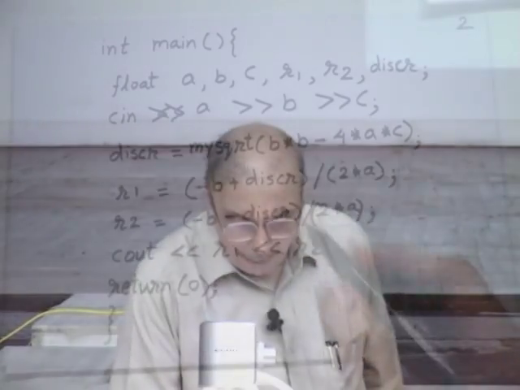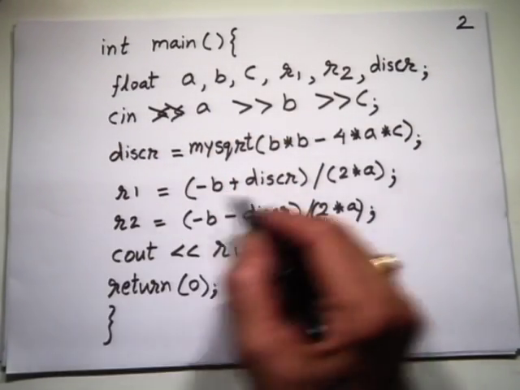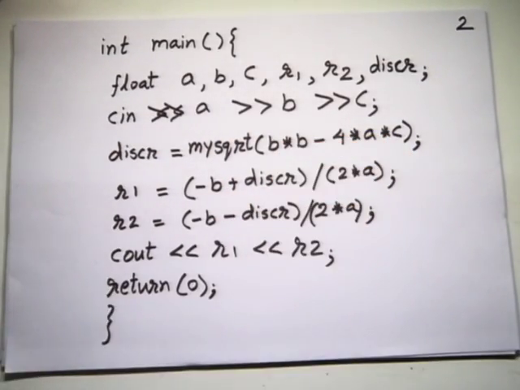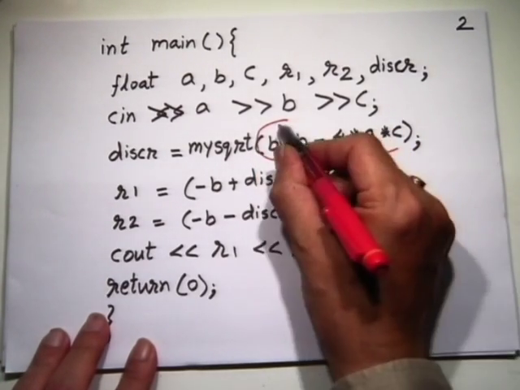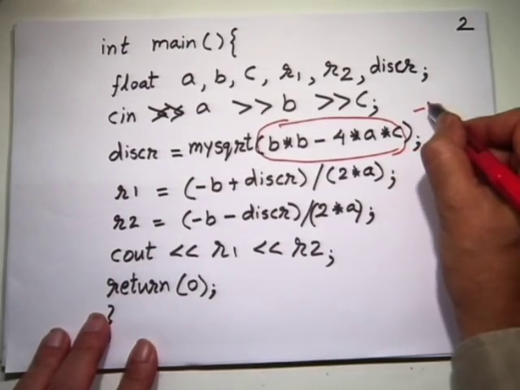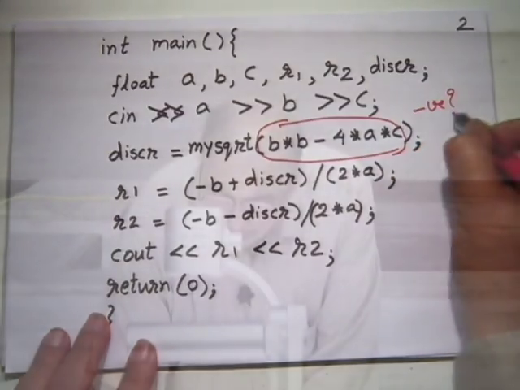What if discriminant is negative? Or what if this value is negative? There is another problem. After all, I am giving values of three coefficients, A, B, and C. These values could be absolutely any arbitrary value. That is why we said B square minus 4AC could be negative. What if I give A equal to 0?